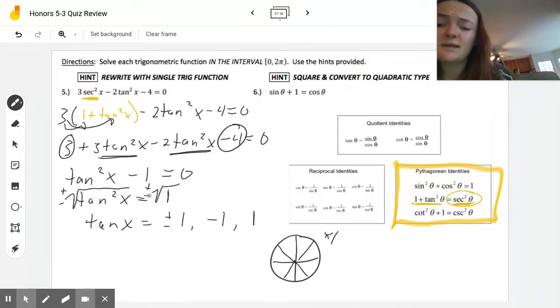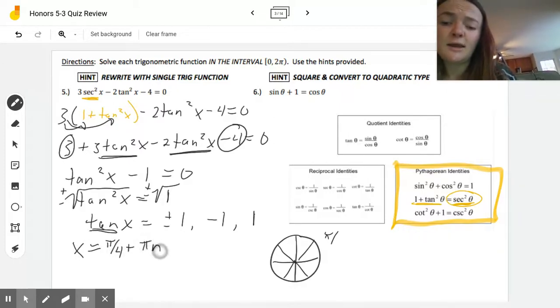So we can say generically, x is equal to pi over 4 plus the period, which is pi n, and then it's equal to 3 pi over 4 plus the period, which is pi n, 5 pi over 4 plus the period, which is pi n, and 7 pi over 4 plus the period, pi n.